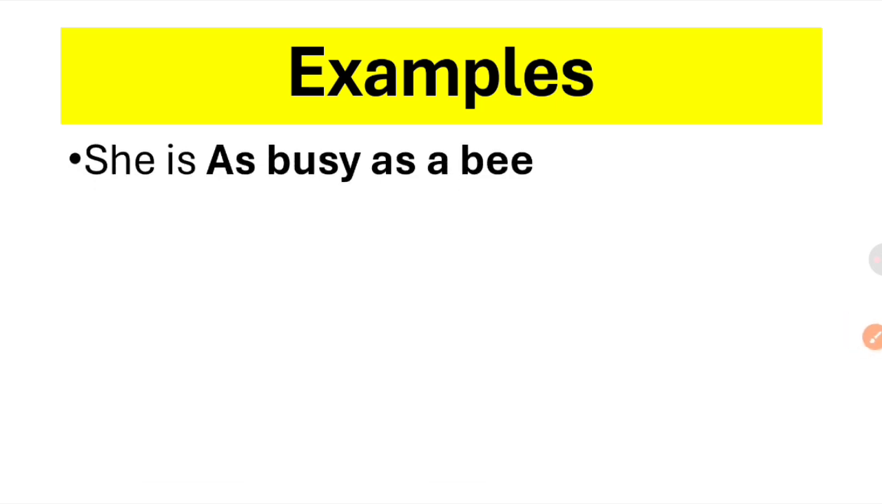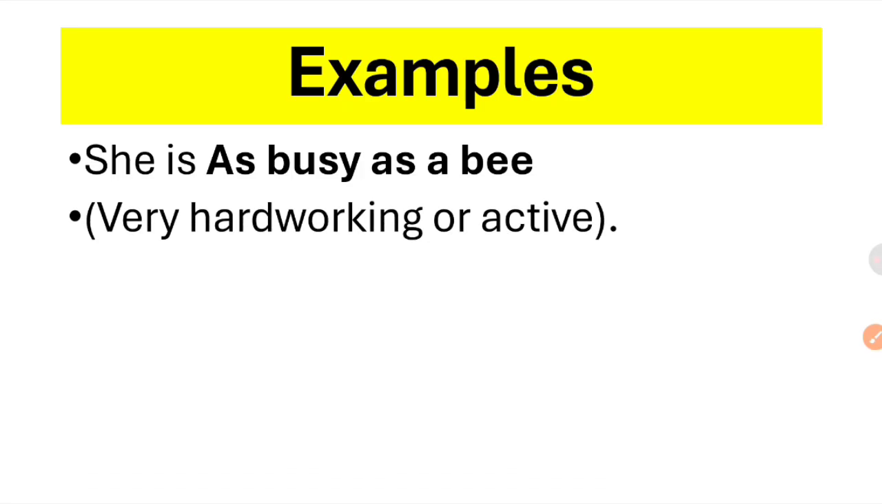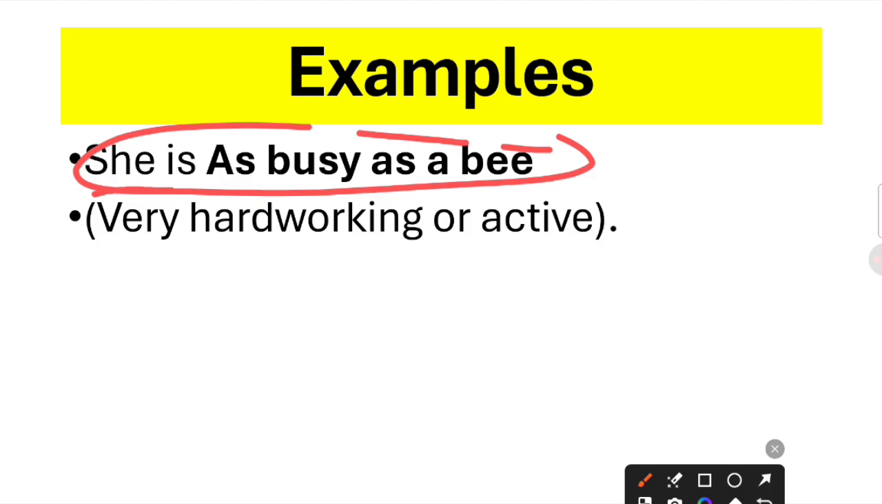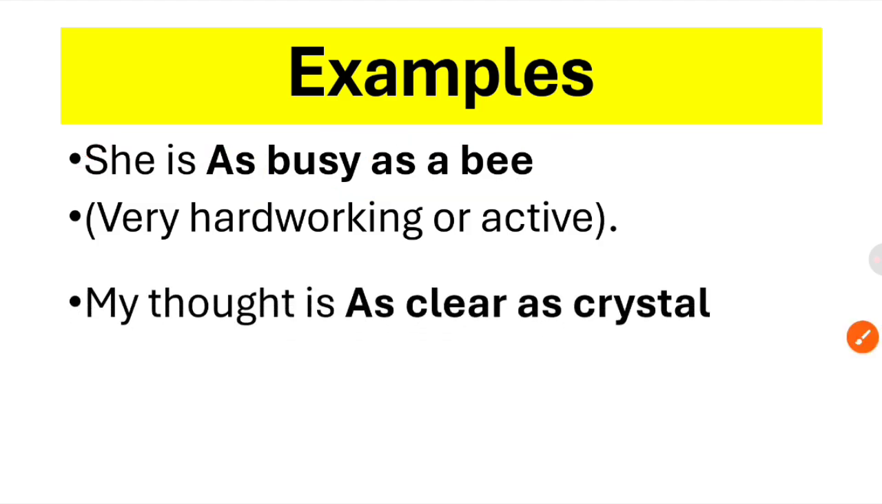She is as busy as a bee. Here you see we are comparing two different things. What's that? Very hardworking or active. So a bee is very hardworking and active. So we are comparing her busyness, or you can say she is as busy as a bee, she is as active as a bee, she is as hardworking as a bee. So this is a comparison between two different things by using the words like as. Let's take another example.